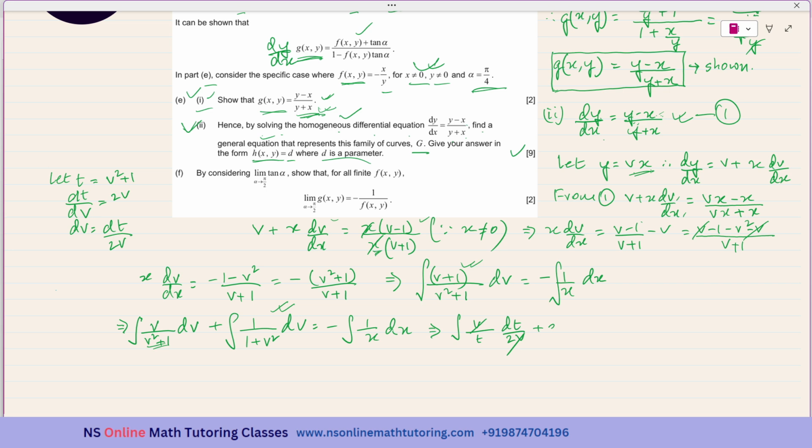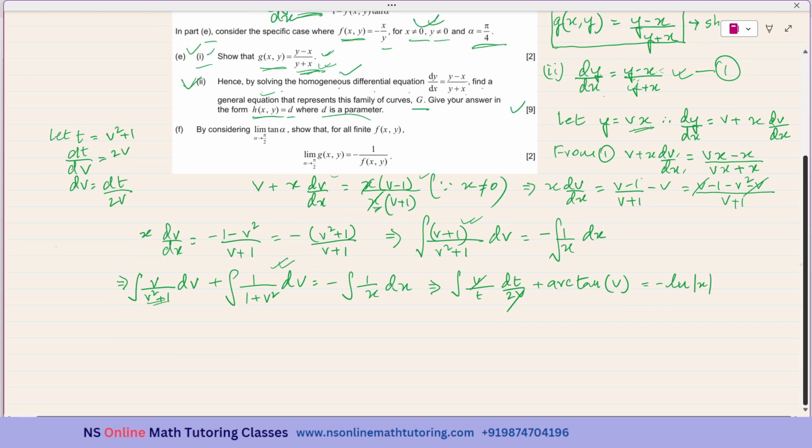So plus arctan of v, and this one is equal to negative ln of x. I'll be writing the plus c a little later. So this is equal to half ln of t, and t is equal to v square plus 1.